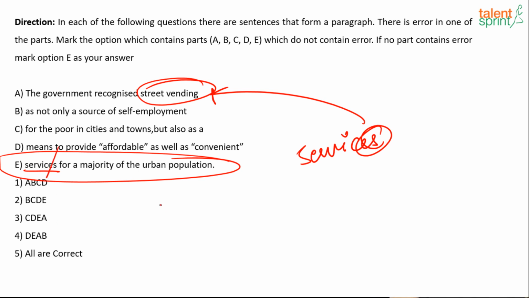So this one was a little tricky, because once you read it, it sounds absolutely fine, you do not see the problem, but the problem is with the subject and the verb. The subject is singular, but the verb that we are using for it is plural. So the error is in part E. So the error-free combination will be A, B, C, D, and that is 1.